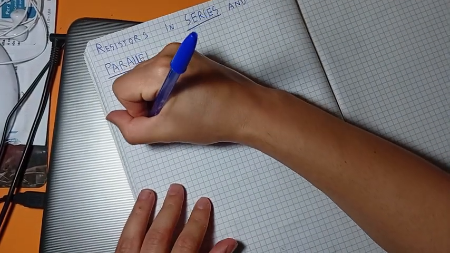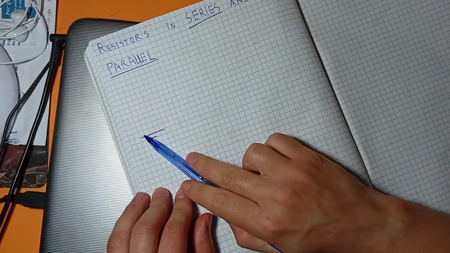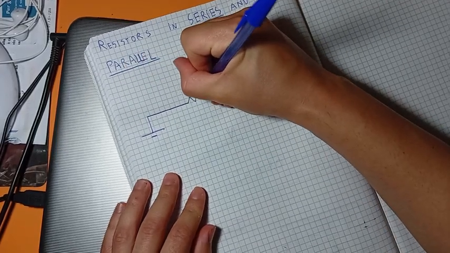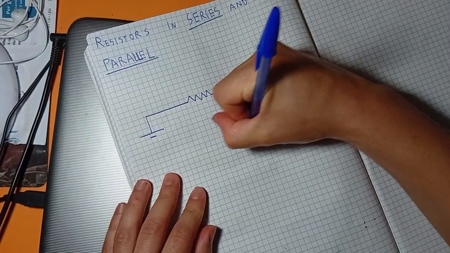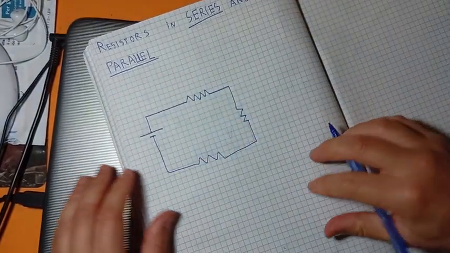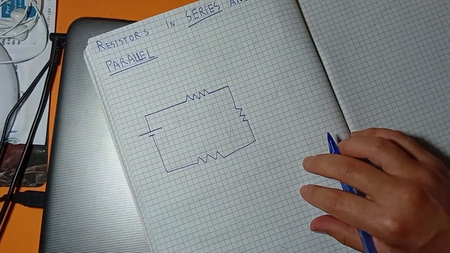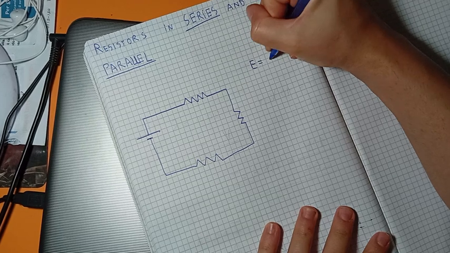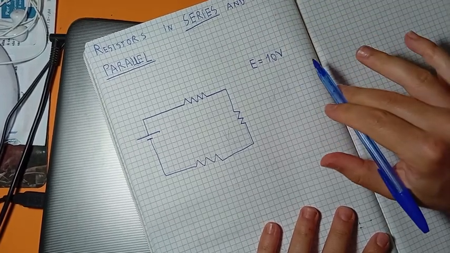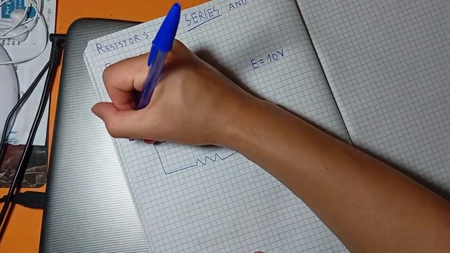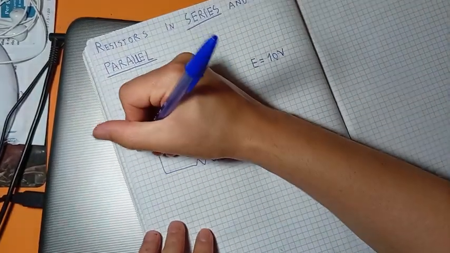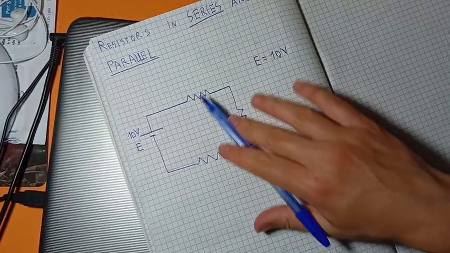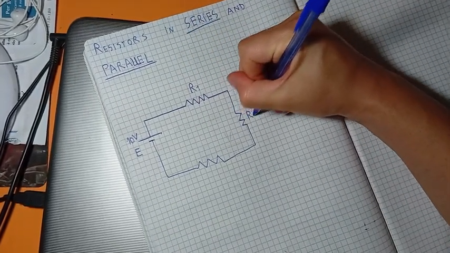Let's imagine a circuit. This is the voltage generator, plus and minus, positive and negative side. And then let's say we have 1, 2, and 3 different resistors, and that's our circuit. Now let's imagine the generator is 10 volt. This is the tension of this generator, 10 volt here. Usually the generator is written like this. We have these 3 resistors, R1, R2 and R3.